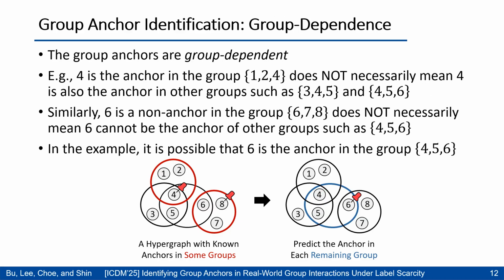An important property of group anchors is that they are group dependent. For example, node 4 is the anchor in the group 1, 2, 4, but this does not mean it's also the anchor in other groups. Vice versa, 6 is not the anchor in the group 6, 7, 8, but it's still possible to be the anchor in other groups. Specifically, it is totally possible that here 6 is the anchor in the group 4, 5, 6.